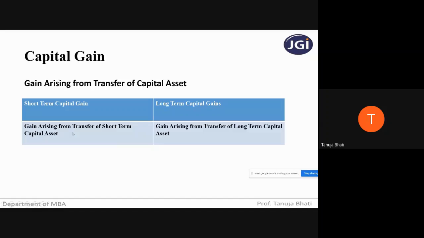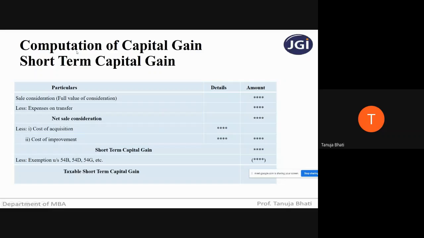Now, in different heads of income, like income from salary, income from house property, income from business or profession, we saw there is a specified format by which we can compute the income that is taxable under that particular head of income. Similarly, in capital gains also, we have a format for computation of capital gains. In this computation, we will be seeing how to compute a short-term capital gain. This particular format, you are going to use only and only if the asset being transferred is a short-term capital asset. Then only you are going to use this format for computing the short-term capital gains.